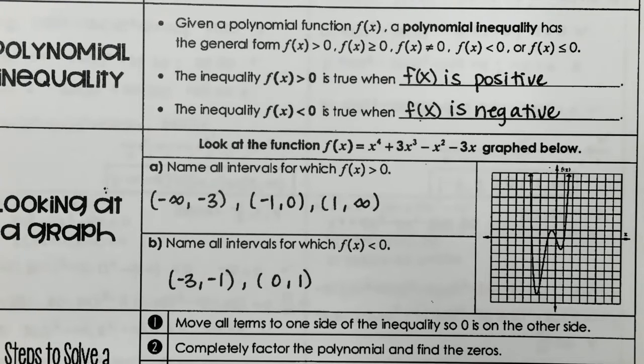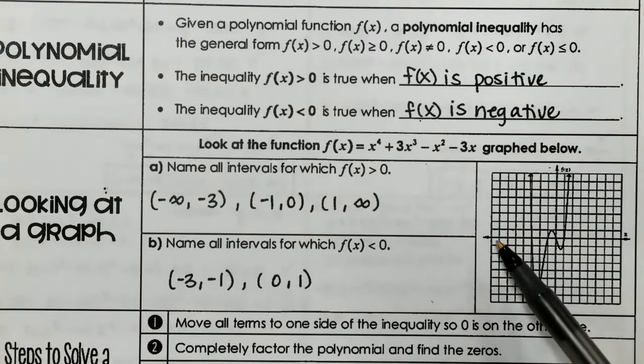Okay, so it says, look at the function x to the fourth plus 3x cubed minus x squared minus 3x graph below. So we have this graph here. And it says, name all the intervals for which f of x is greater than 0. Okay, so where is it greater? Where's y greater than 0?